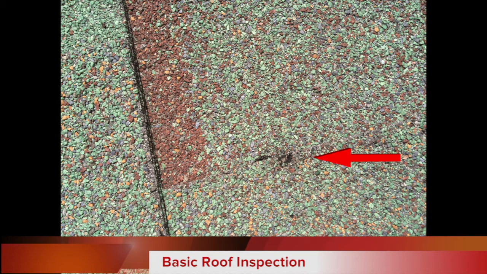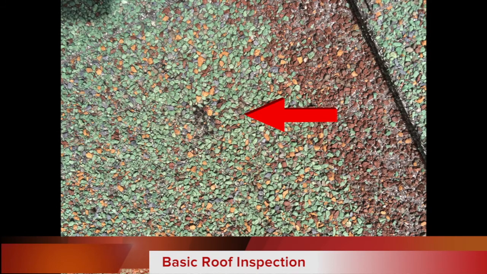There are several reasons granules will be missing from the shingle: blisters from inadequate ventilation, roof age. Granules come off the roof the entire lifespan of the roof. A very old roof will have far fewer granules than a new roof.